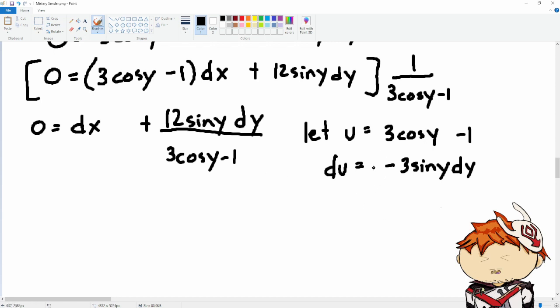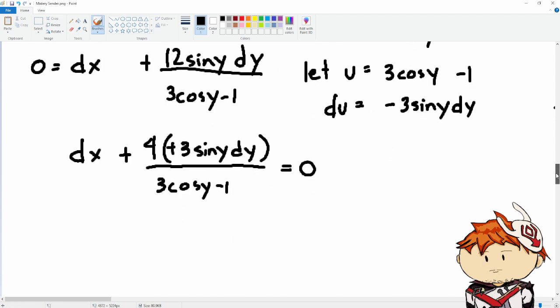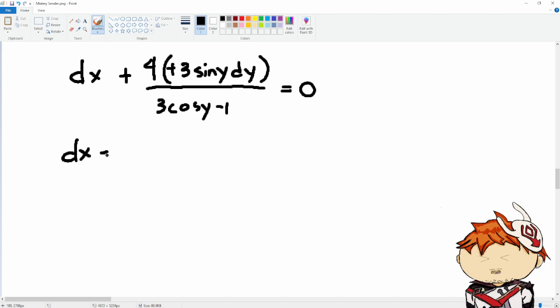Okay. Alright. What to do? Oh yeah, we substitute. dx plus negative 3 sine y. So I'm going to take out the 4. Negative, positive 3 sine y dy, right? Over 3 cosine y minus 1, right? Is equal to 0. So we substitute the du. So this will become negative 4 du over u is equal to 0. We integrate now.